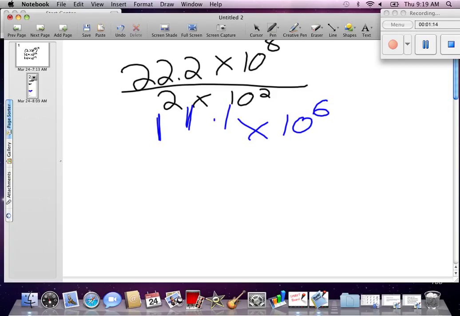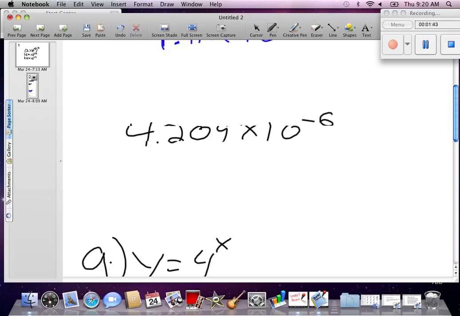But here's my question. Is 11.1 between 1 and 10? No. So we've got to move it over 1. So we get 1.11 times 10 to the 7. When we move it over, we always add 1. Why is it 7 now? Because when we move it over, we've got to add 1 for the exponent. Does that make sense, Cheyenne? Sorry. Okay. Let's move on to the next one.